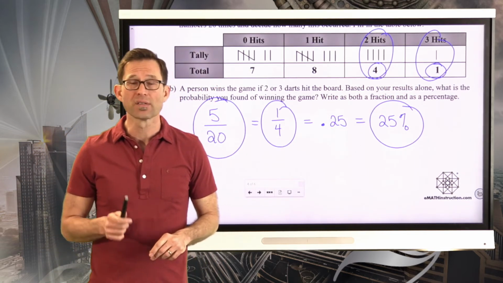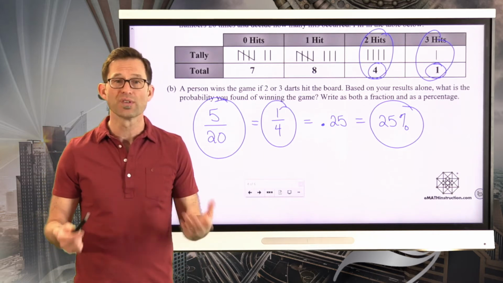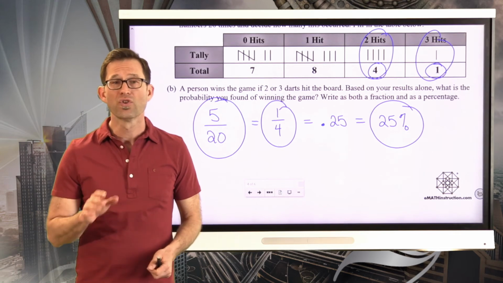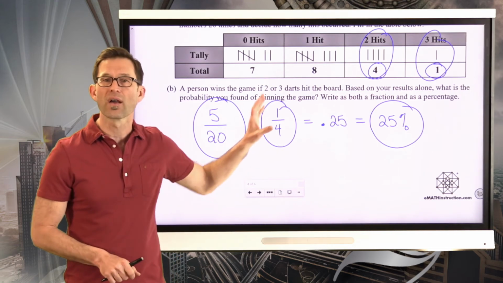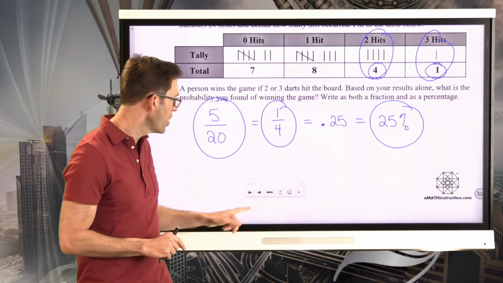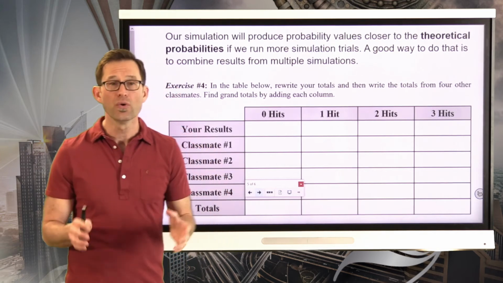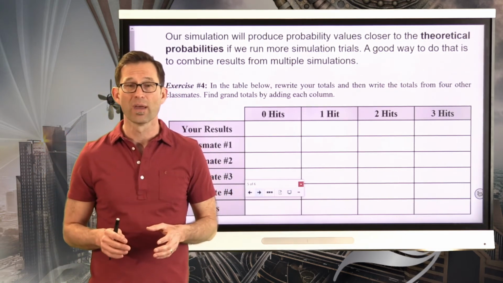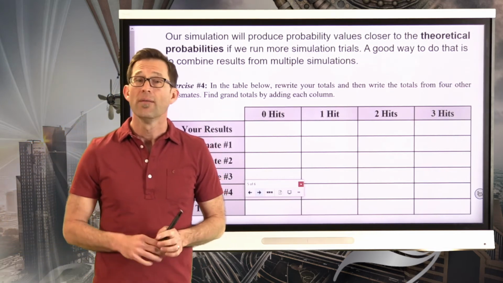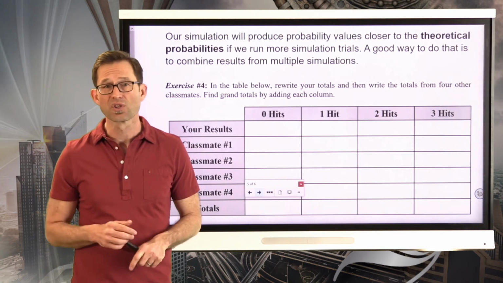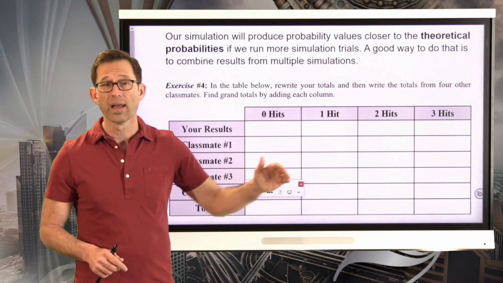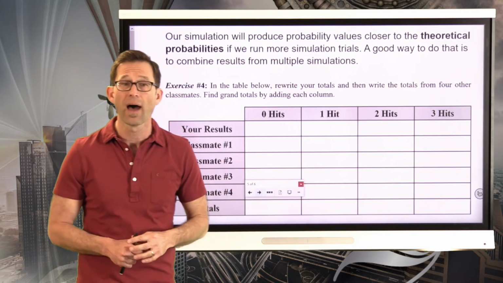Now, one of the things about simulation, though, is the more we do the simulation, if I didn't do it 20 times, if I did it 100 times, right, or 200 times or 300 times, I would get closer and closer to the true probability of winning this game. So, I'm kind of hoping you're doing this in a class with classmates so that you can get your results along with the results of 4 other classmates. Now, if you're at home right now and you're doing this distance learning, if you've got friends who are also doing it, right, maybe give them a call and find out what their results are. Send them a text, something like that.